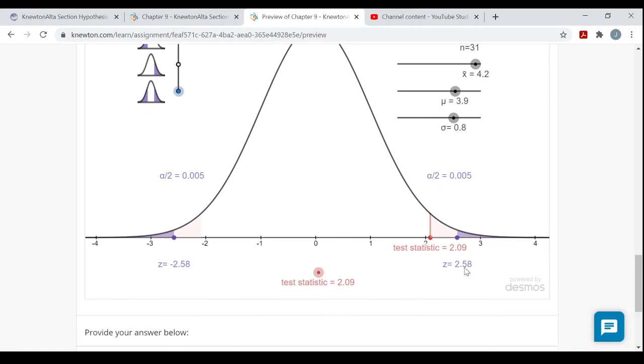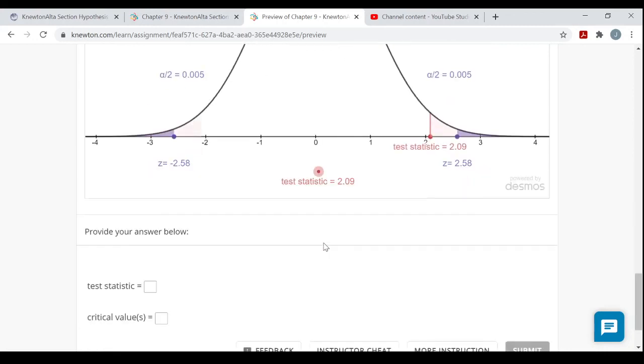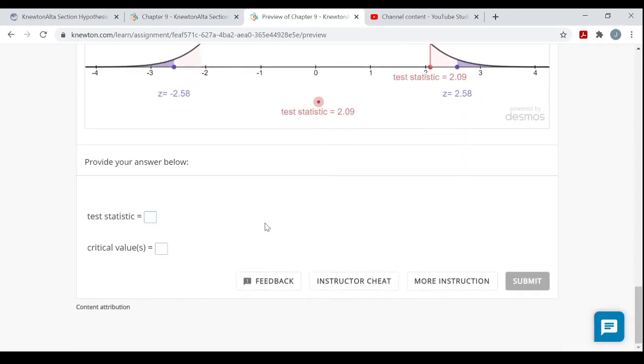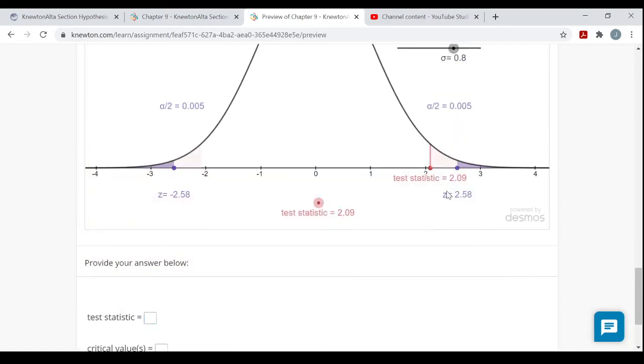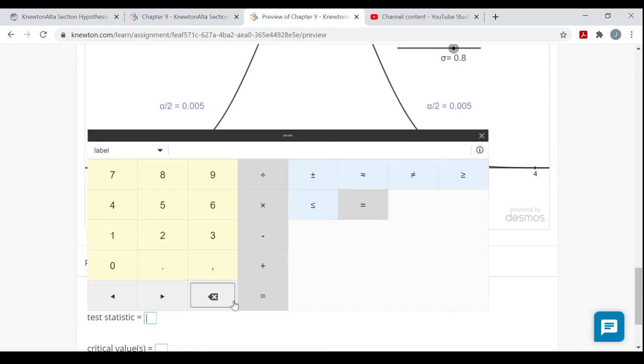See, the critical values are at 2.58. Oh, I said 2.576. That'd be rounded to 2.58. There's the one rejection region with an area of 0.5%. The other one over here with an area of 0.5%. And our test statistic does not fall in those rejection regions. So again, now they're just having you enter the test statistic as it looks in the little picture here. So test statistic 2.09.